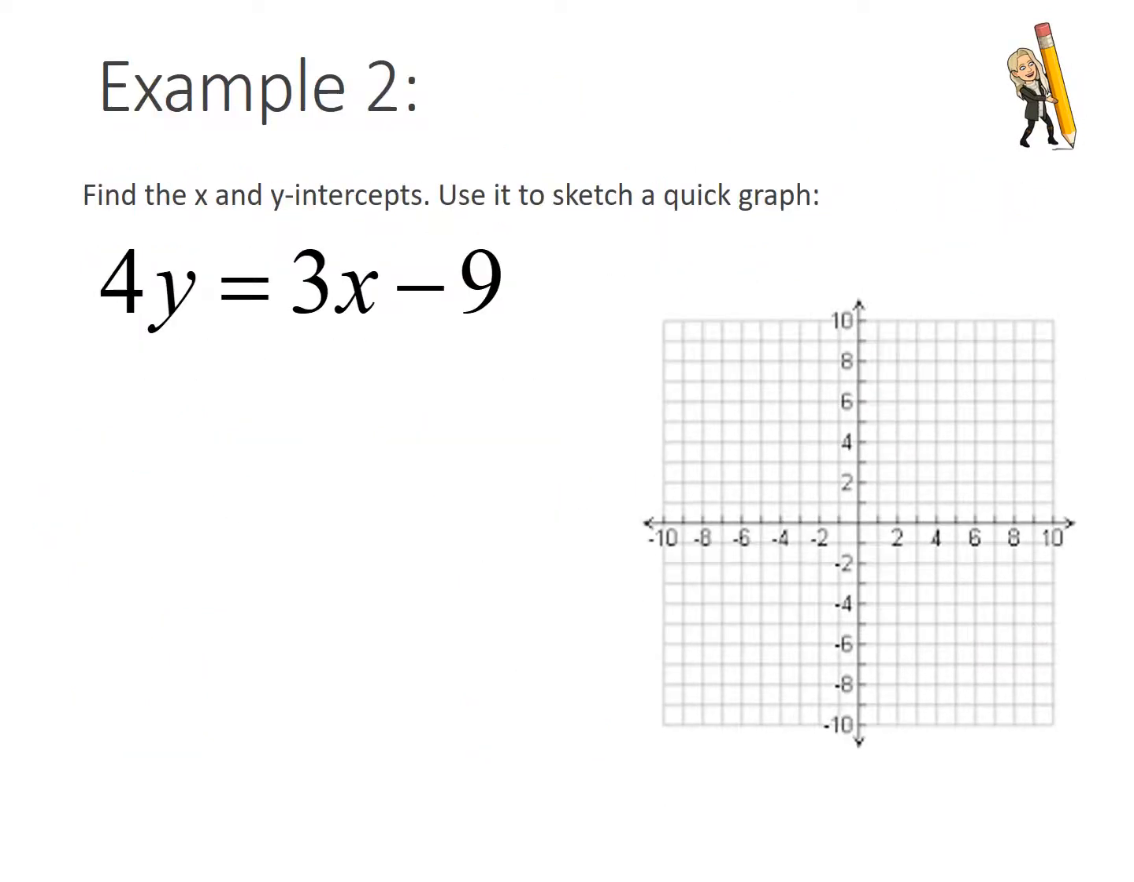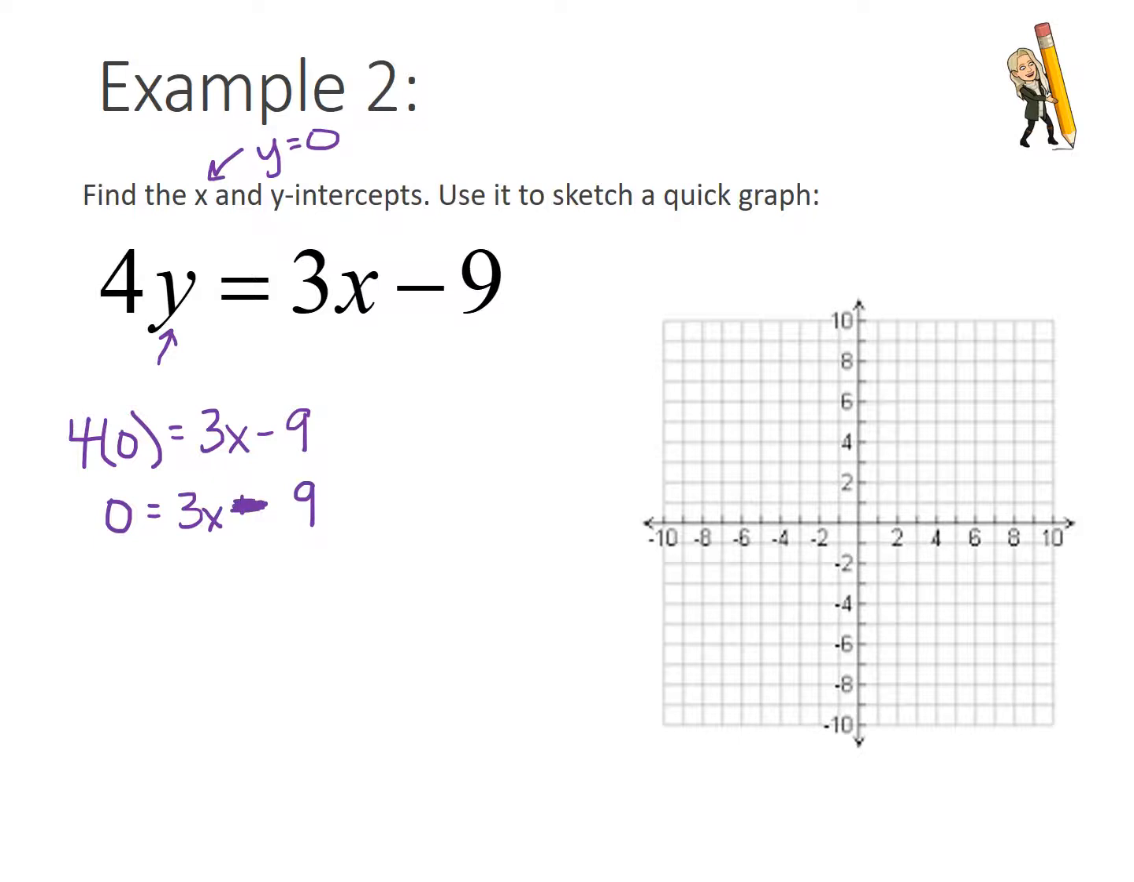So again, in example number 2, we need to find the x and y intercepts, and once we find those intercepts, we're going to use them to sketch a quick graph. So remember, to find the x-intercept, that means my y is equal to 0. Okay, so looking here, I'm going to plug in 0 for y. So 4 times 0 equals 3x minus 9. So on the left-hand side, I'm going to get 0 equals 3x, oops, minus 9. 3x, this is a minus sign.